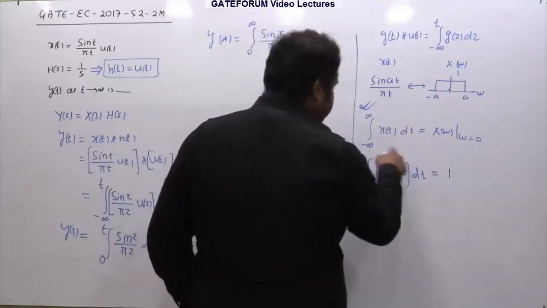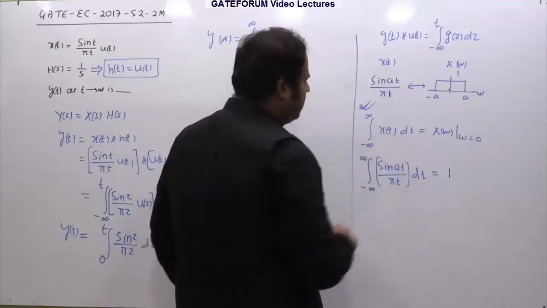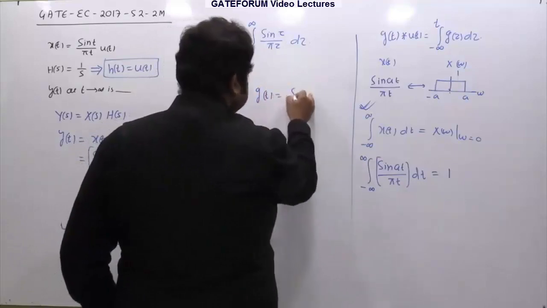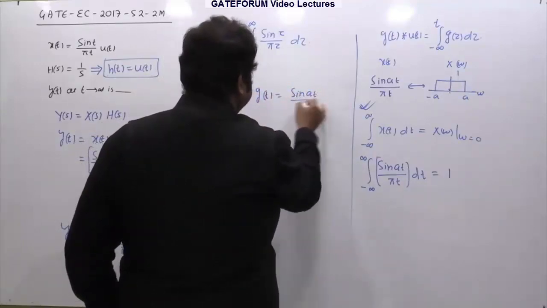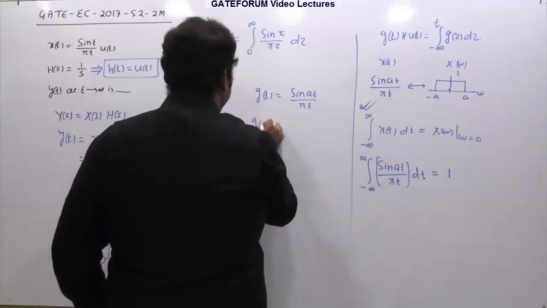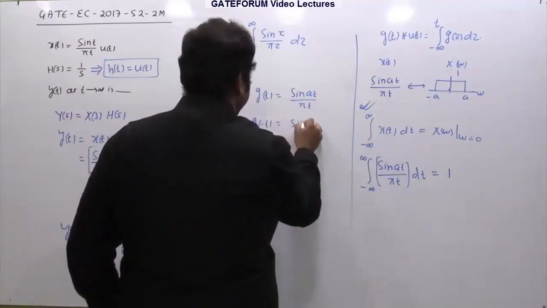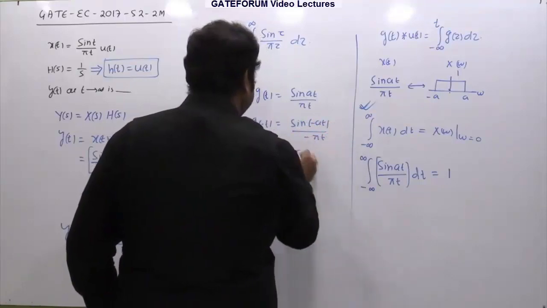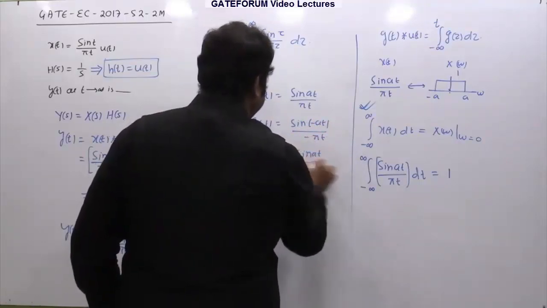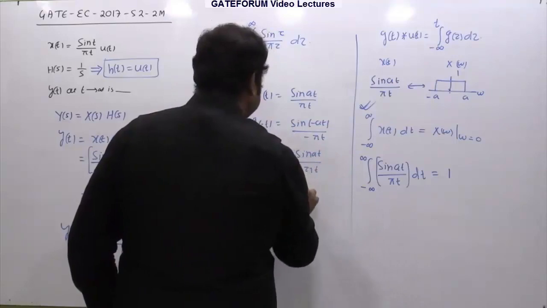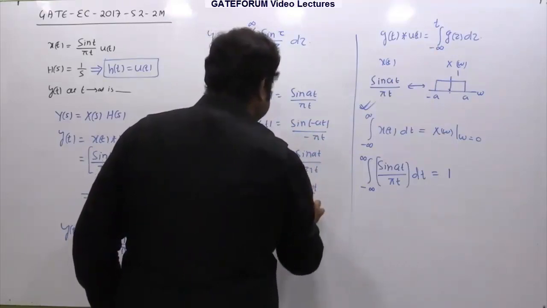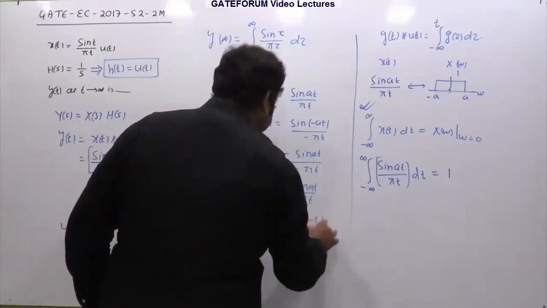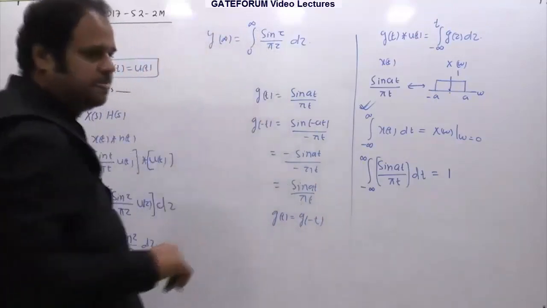But do you agree that this is an even function? Yes or no? How do you say it's an even function? Say I have a signal g(t) equal to sin(at)/(pi t). If I ask you what is g(minus t), this is sin(minus at) divided by minus pi t. So this is minus of sin(at) divided by minus pi t, and that is nothing but your sin(at)/(pi t). So g(t) is equal to g(minus t), which indicates that this is an even function.